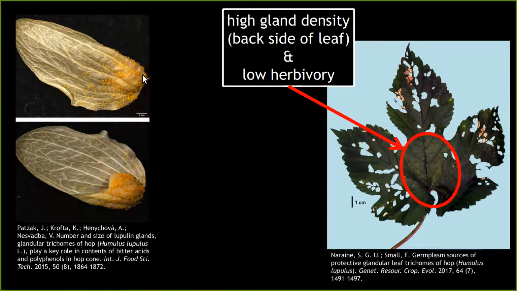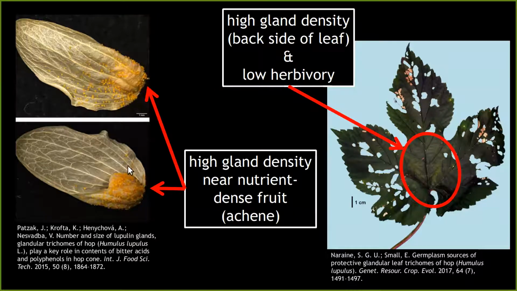Same thing when we look at parts of the hop flower. So these are modified leaves known as bracteoles, and at the base of this, on the front side, on this side, we see a fruit. So a hop fruit, which is sort of a nutrient-dense fruit that holds the seed, the hop seed. And as you can see, the density of these glandular trichomes is much higher on the part of the bracteole that contains the fruit.